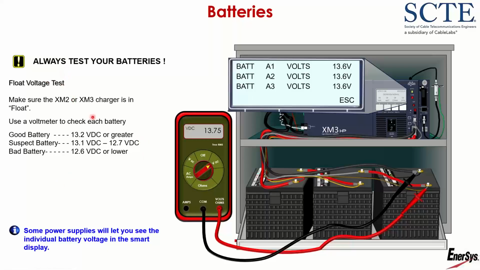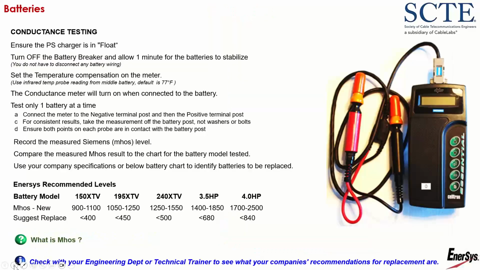You can do a float voltage test with your voltmeter. Some power supplies will also let you see the individual battery voltage on the screen, so instead of using your voltmeter, you might be able to do it just on the power supply. And float, I should have mentioned this earlier, is how you know if your batteries are fully charged. You want to go into the power supply and look at what charge mode they're in. Float means the batteries are fully charged, and ideally, you want to test your batteries when they are fully charged.